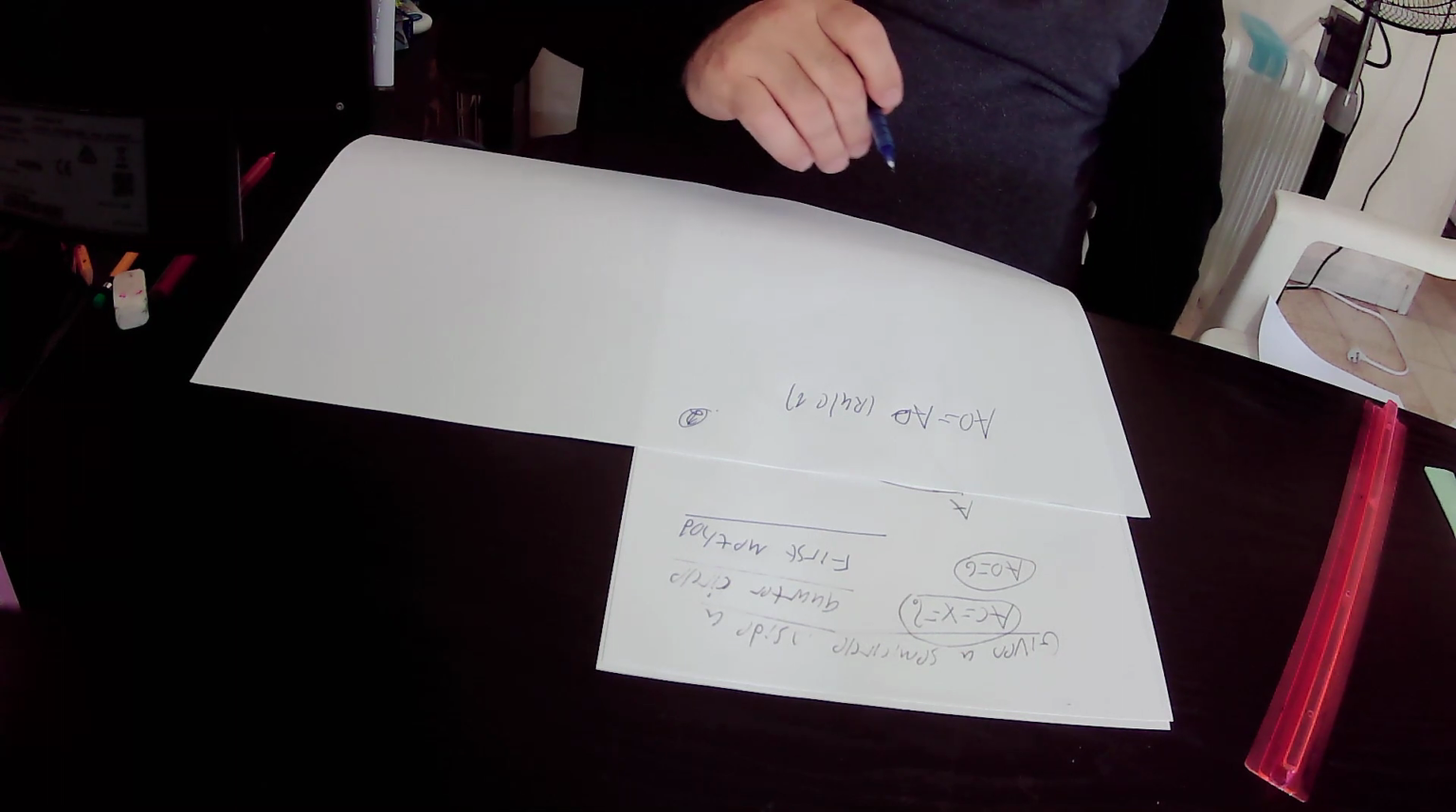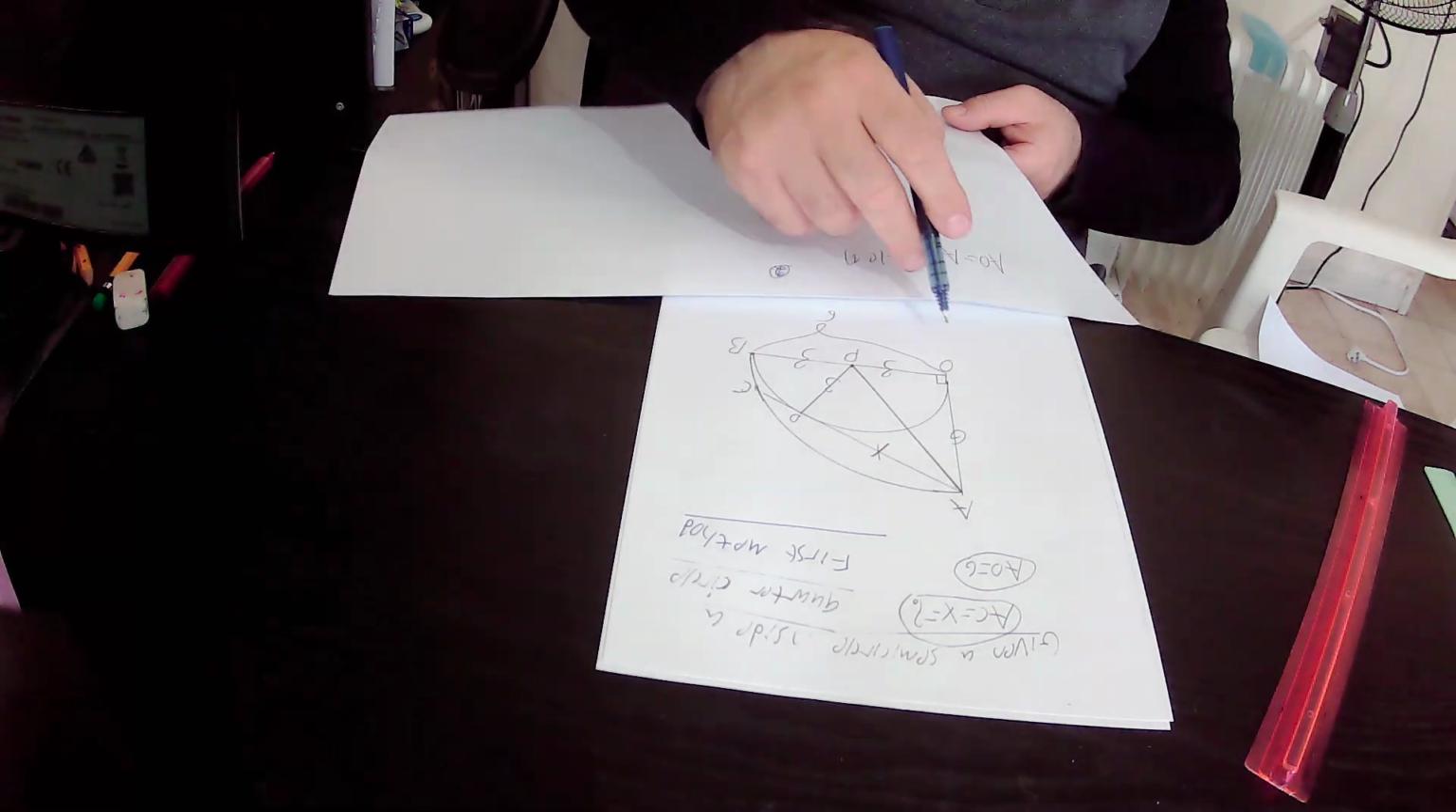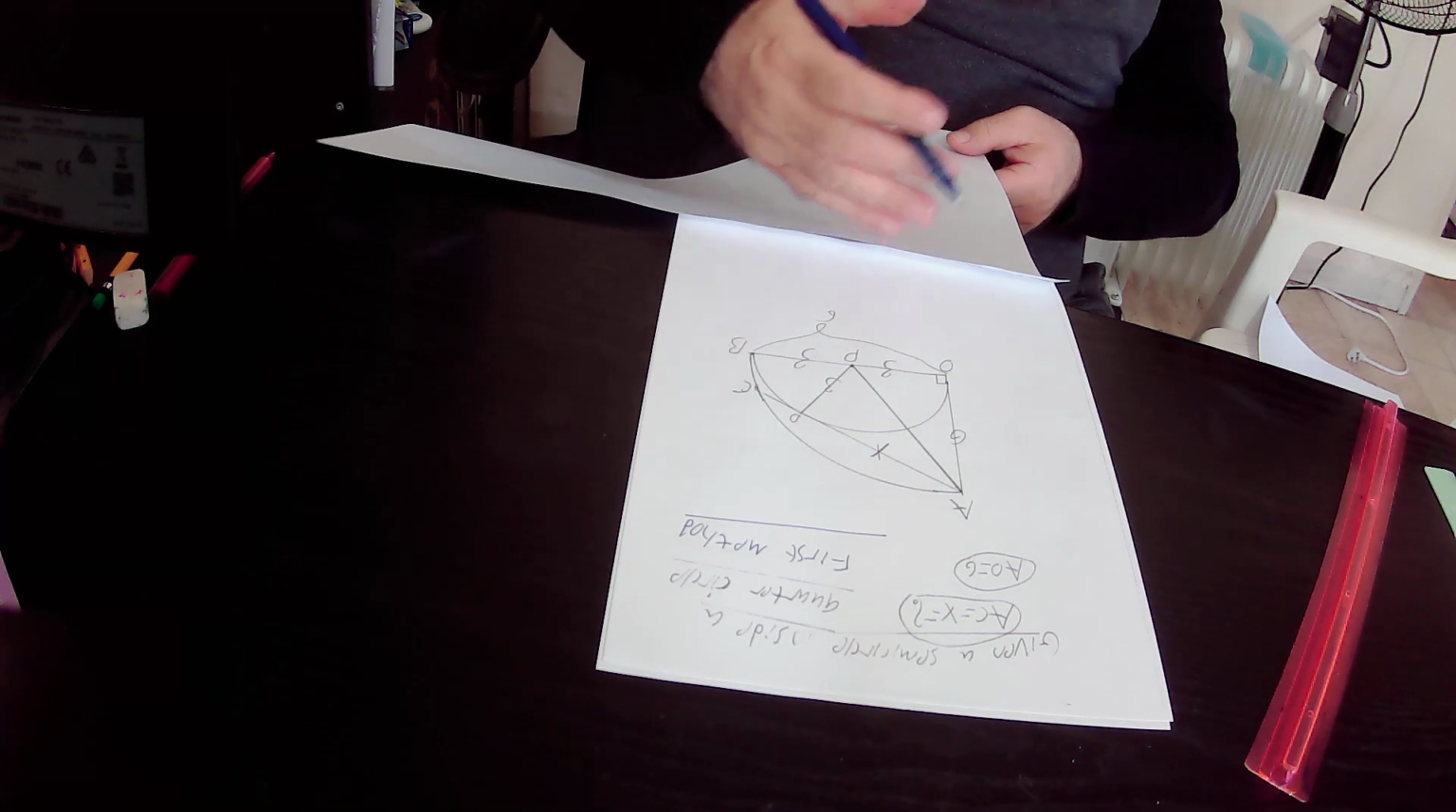It is given in the question that AO equals 6 units. It is actually the radius of the quarter circle.